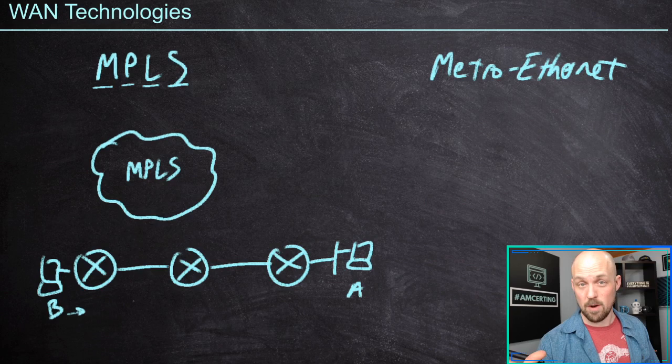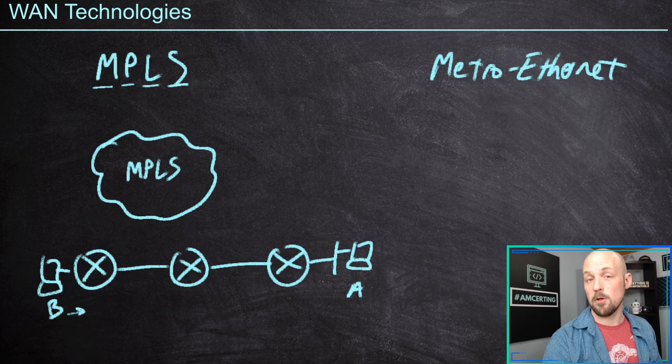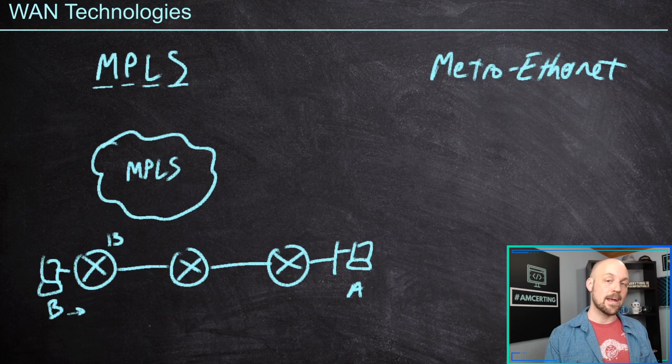It's going to check its label database, let's call it, and say, you know what, I'm going to send this out with a tag or a label of 13, whatever that is. And what that tag does is, as far as this router is concerned, if I send that packet out to this other router with a label of 13, it will get to the destination, okay?